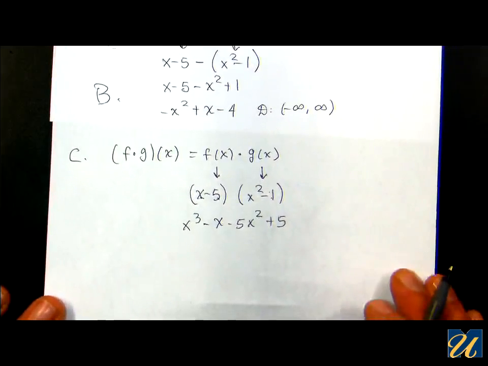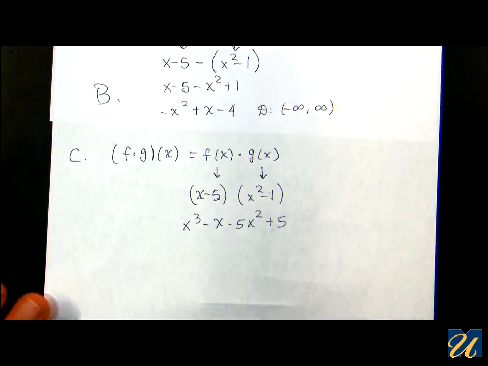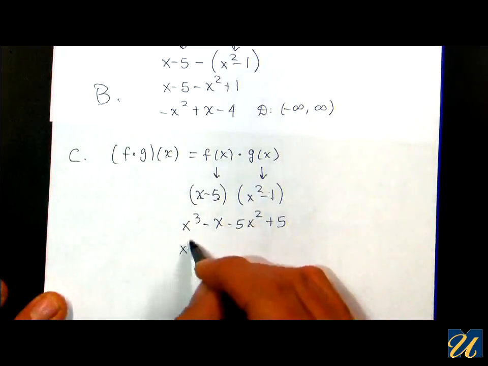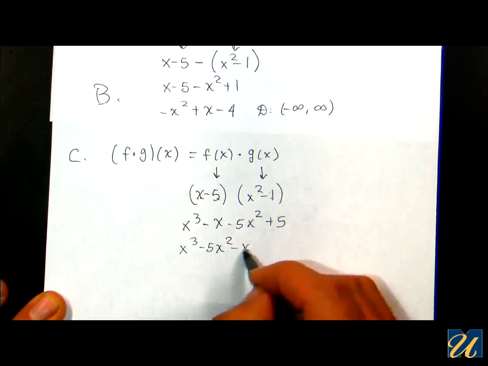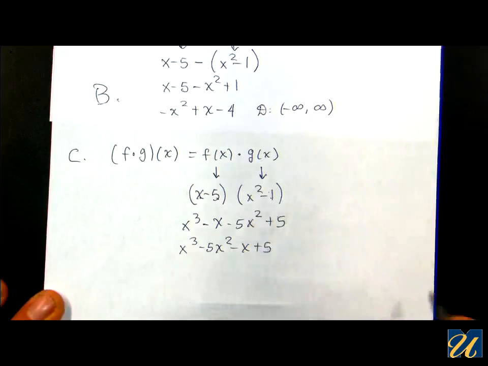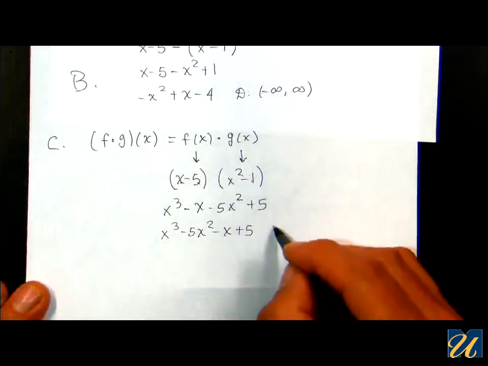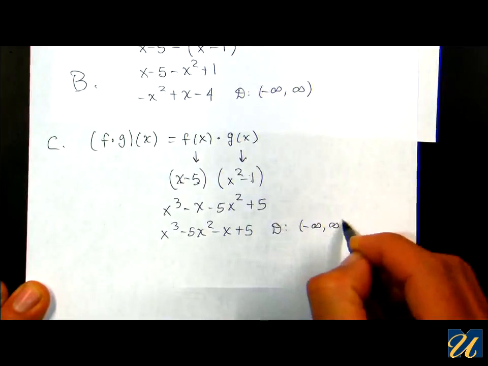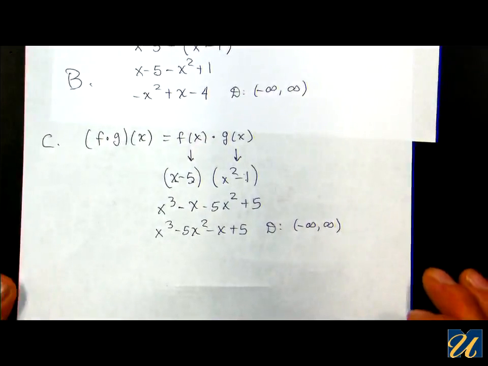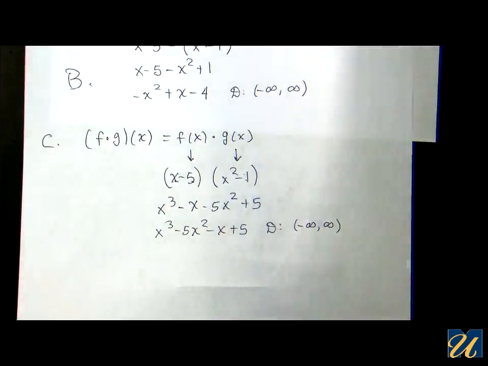Now, if you have any like terms, we can add them together. We don't. You could rearrange it, though. X cubed minus 5x squared minus x plus 5. Again, that's another polynomial, so the domain there is negative infinity to plus infinity, once again. Let's take a look at the next problem.